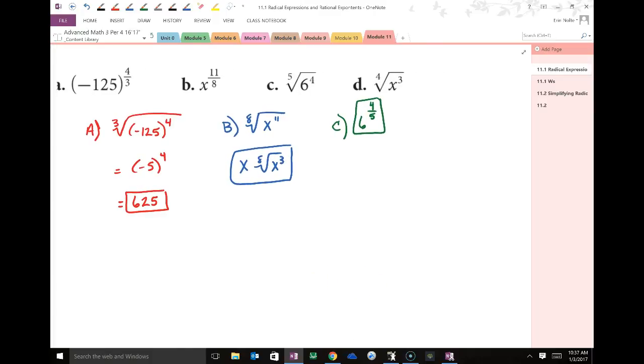Okay, last one. D. I've got the 4th root of x cubed. So we're in radical form. What's the exponential form? X to the what? 3/4. Can I reduce 3/4? Nope. Done and done.